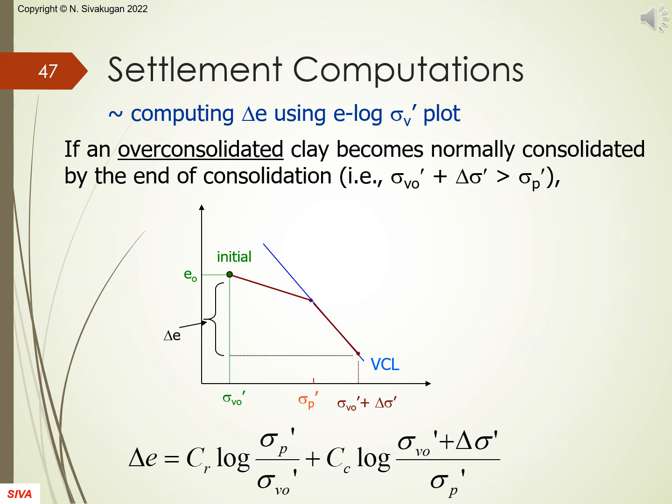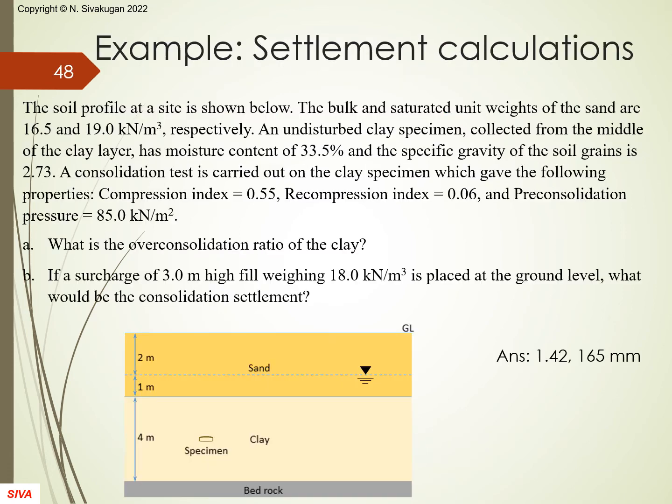The scenario 3 is also for over-consolidated clay, but during consolidation, it becomes normally consolidated. Due to the loading, pre-consolidation pressure is exceeded. Here, the loading path consists of two straight line segments and the void ratio changes have to be added.